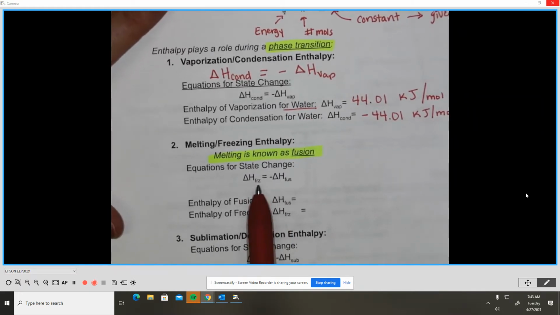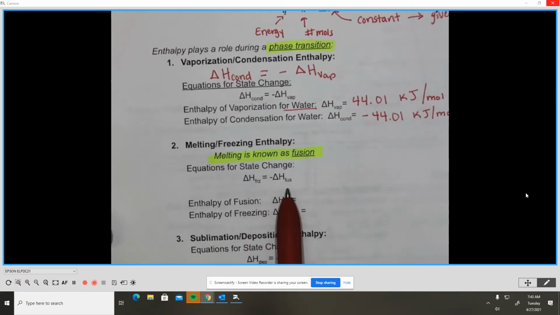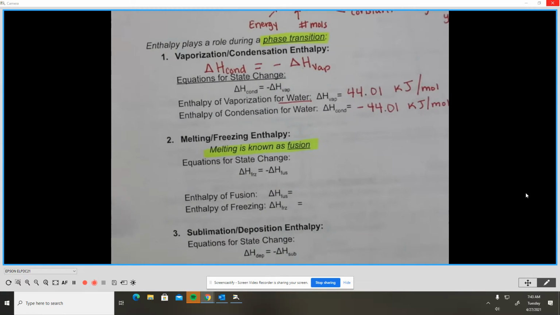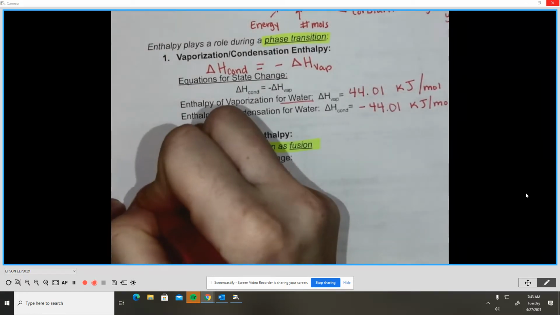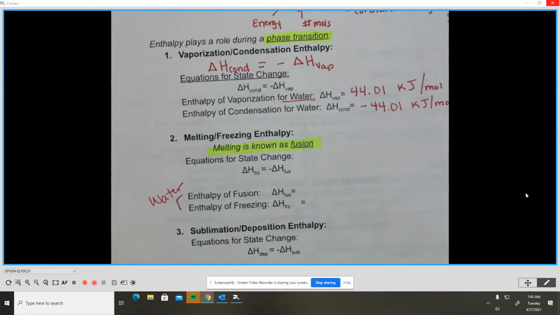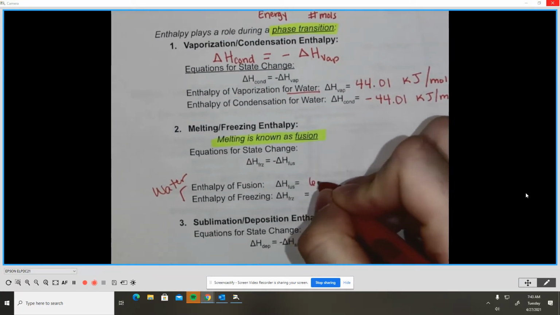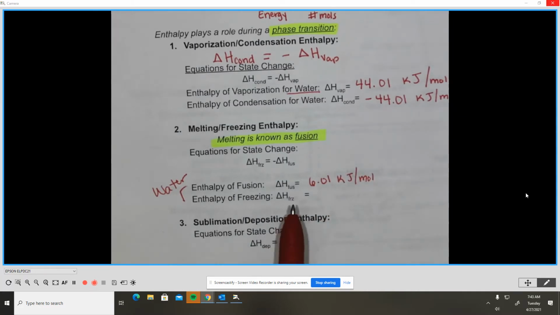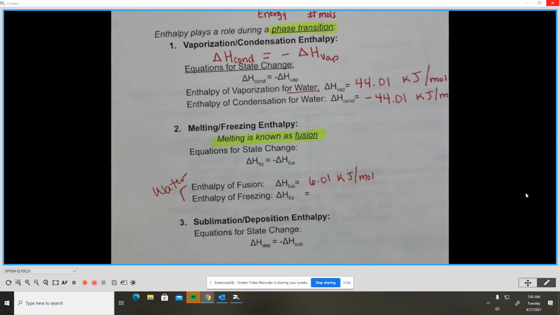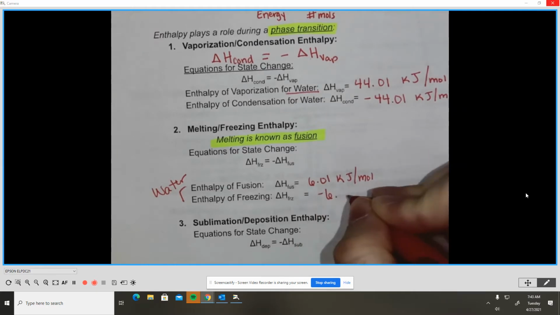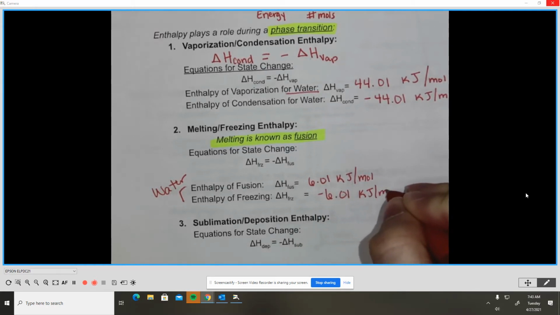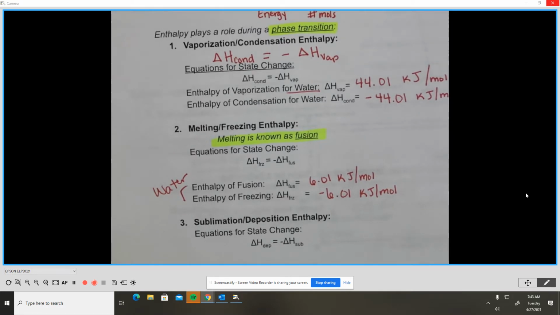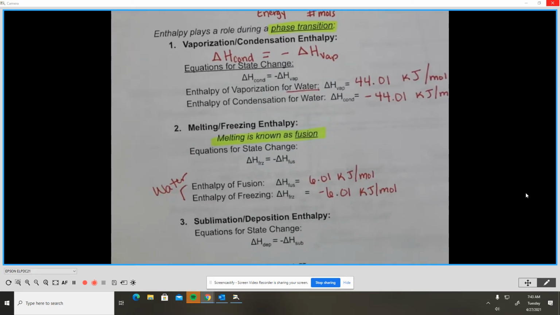Our equation for the state change is enthalpy of freezing is equal to negative enthalpy of fusion, otherwise known as melting. Our enthalpy of fusion for water, and these are both for water, just so you know, is 6.01 kilojoules per mole. So that's how much heat is required to melt ice, basically, per mole. To freeze it, we need to take out negative 6.01 kilojoules for every mole of water. Like I said, these numbers would be given to you.